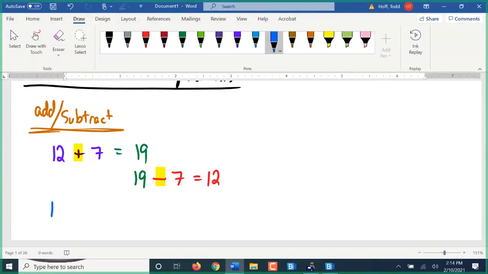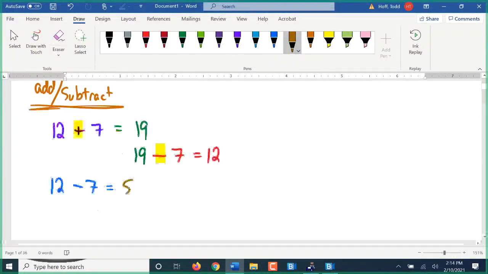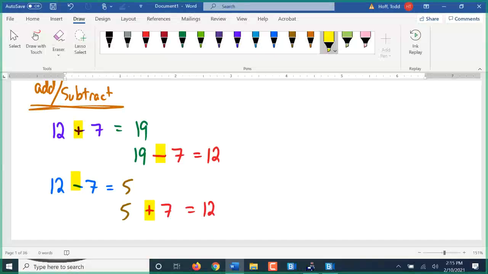Similarly, if I started with the 12 and subtracted 7, 12 minus 7 would give me 5. If I want to get from that 5 back to the 12, the opposite of subtracting 7 would be adding 7. That gets me back to the 12. So if I subtract first and then add the same number, I still get right back to where I started.